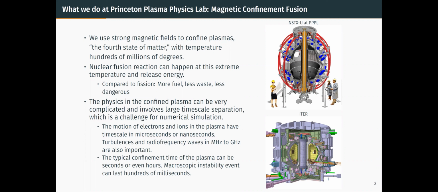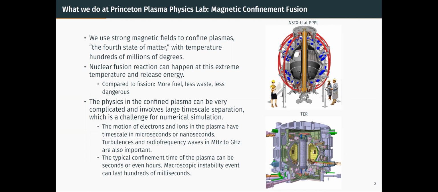That is why we should have numerical simulation tools ready. However, the simulation can also be very challenging, as it involves very complicated physics and a large time scale separation, ranging from micro or nanoseconds to seconds or even hours. That's why we need to speed up the simulation code.